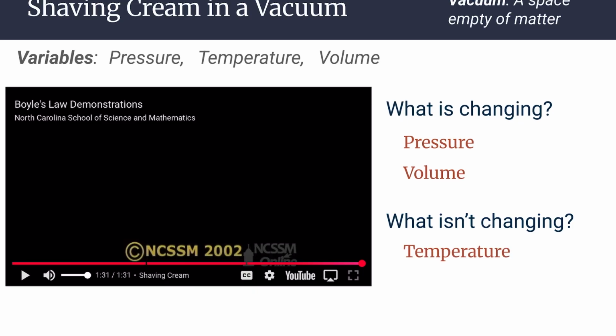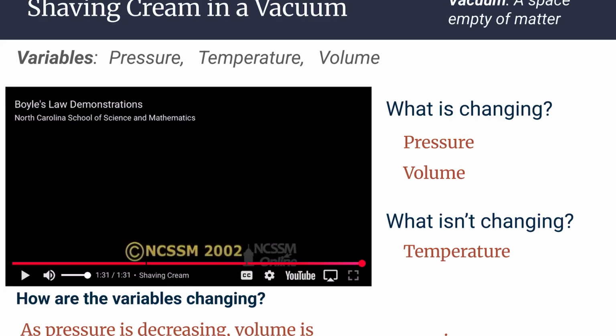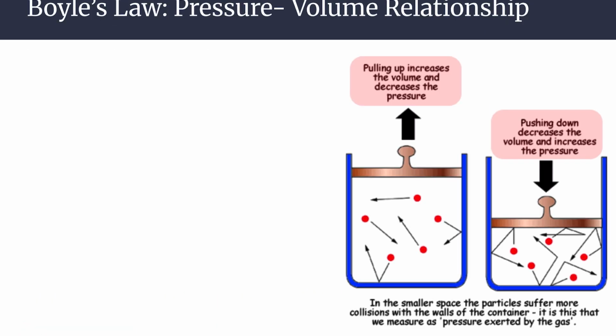And so we're just going to look at first our pressure-volume relationship with that. How are those changing? As we look at what we observed, as pressure is decreasing, what was happening to the volume? Well, I saw that volume increasing. Go ahead and you can always go back and watch the video again if you need. But this is the relationship of Boyle's law, which is the pressure-volume relationship.